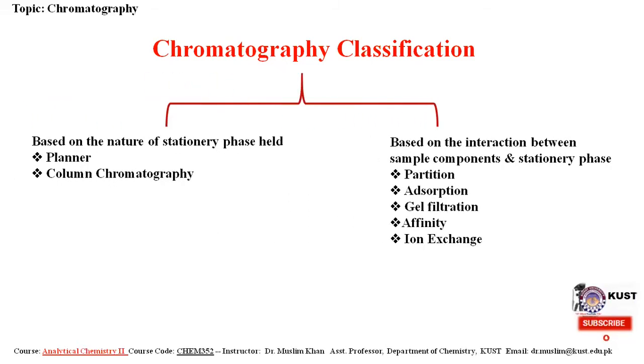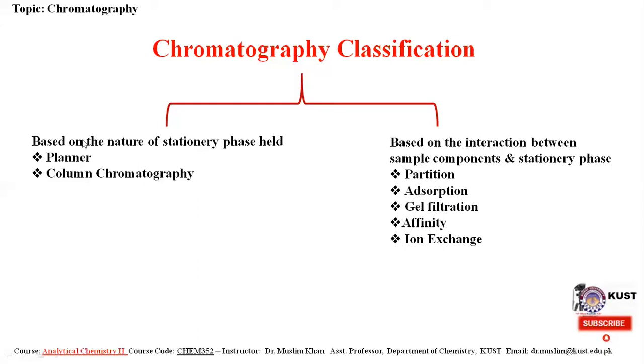To discuss different types of chromatography, chromatography has different modes of classification. Here we discuss two modes of classification. One mode is how the stationary phase is held, and the other is the interaction between sample components and stationary phase. Based on how the stationary phase is held, chromatography has two types: planar chromatography and column chromatography. Based on the interaction between sample components and stationary phase, chromatography has different types like partition chromatography, adsorption chromatography, gel filtration, affinity, and ion exchange chromatography.